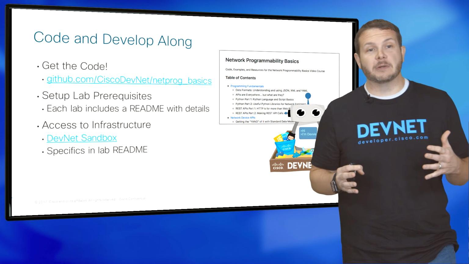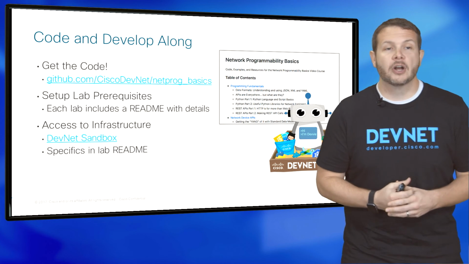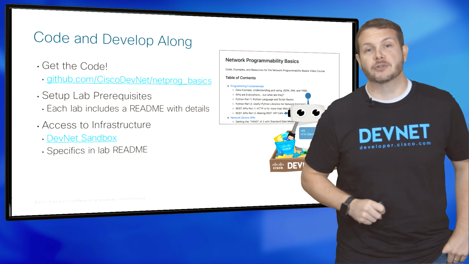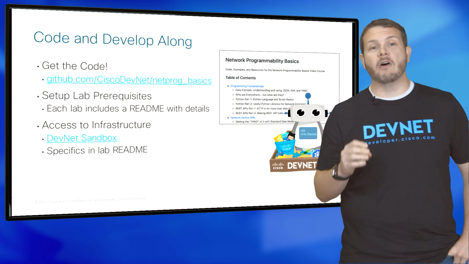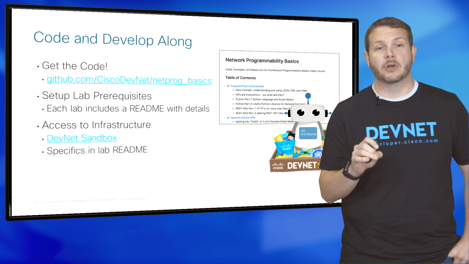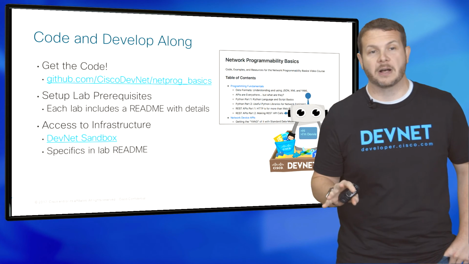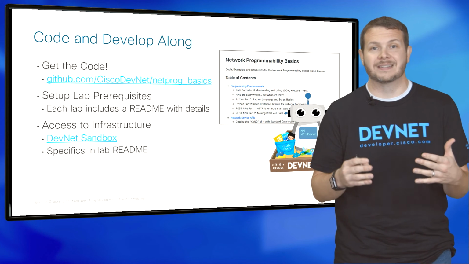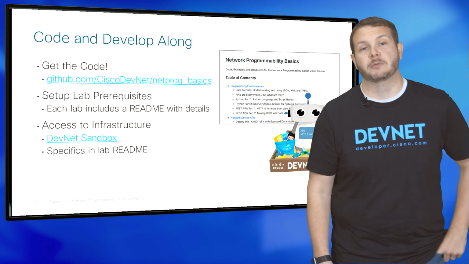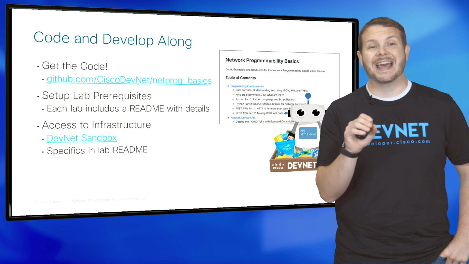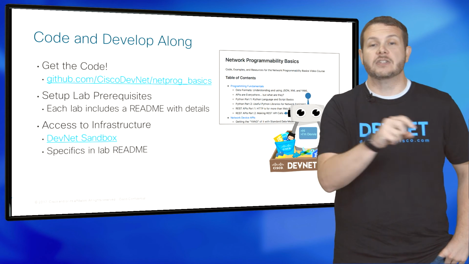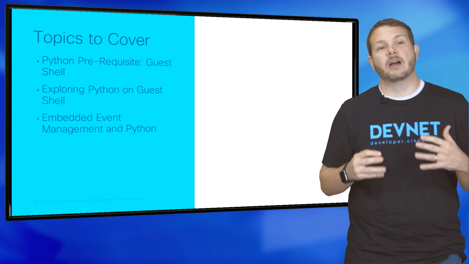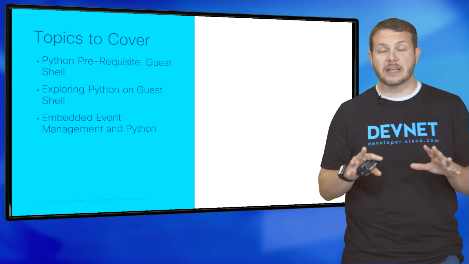If you want to code and follow along with me, I highly encourage it. Go on up to GitHub, github.com/ciscodevnet netprog_basics. You can clone down all of the lab exercises and sample code that we're running in all of the video modules. Each lab includes a README that will walk you through the prerequisites to set up your own workstation so that you can follow along, as well as information on how to access the DevNet sandboxes that you need for these exercises. In this lesson, we'll be covering Python prerequisites, the guest shell bits.